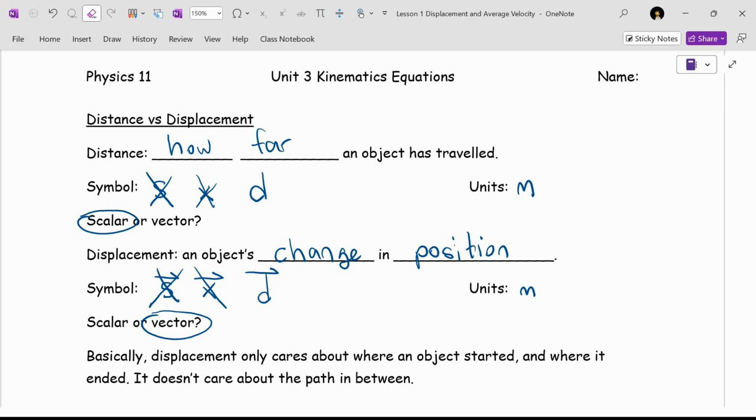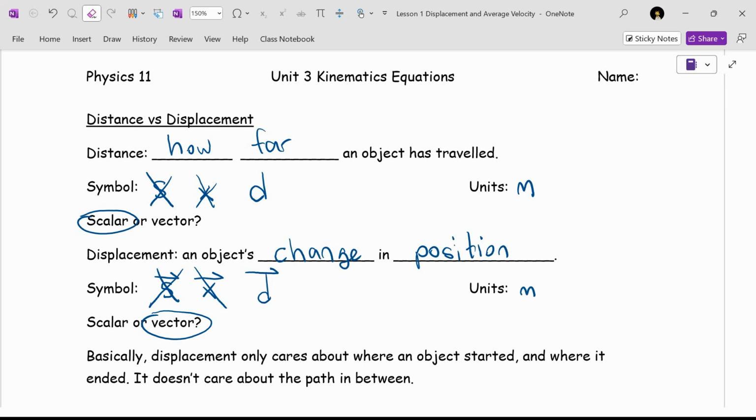Ready? Watch it again. Count with me. 1, 2, 3 forward, 1 backward. 4 steps. My distance that I've traveled is 4. My displacement is 2. My change in position.